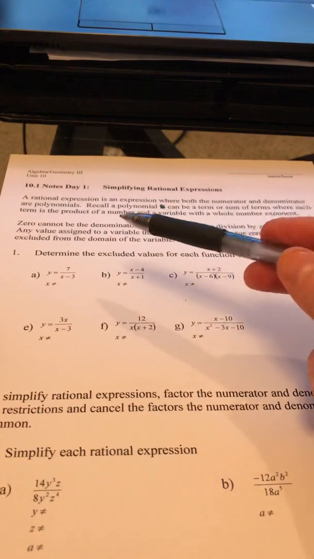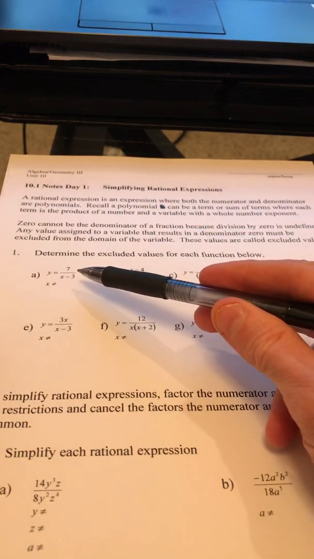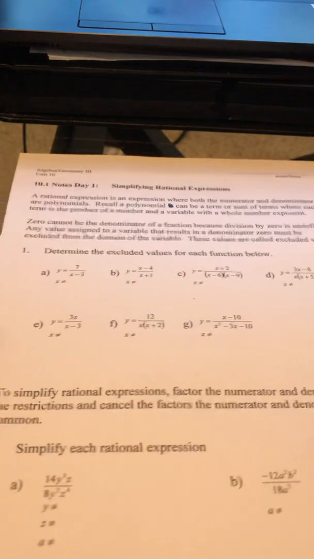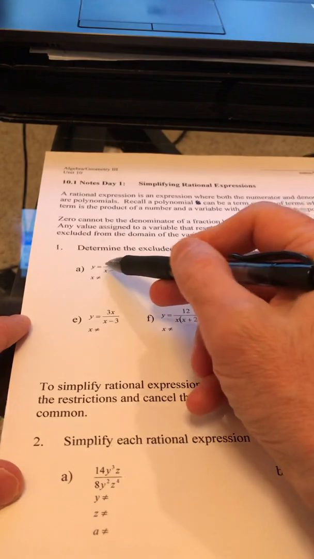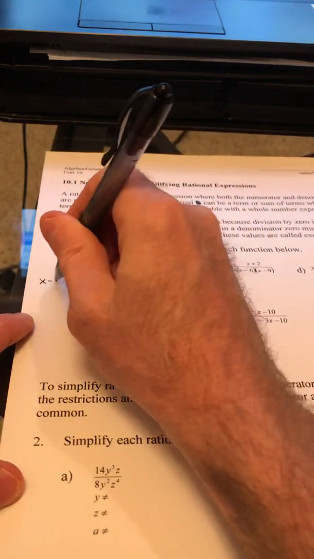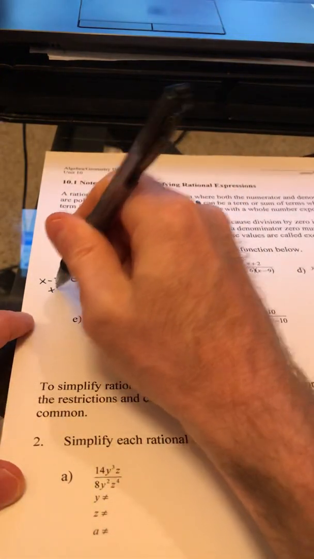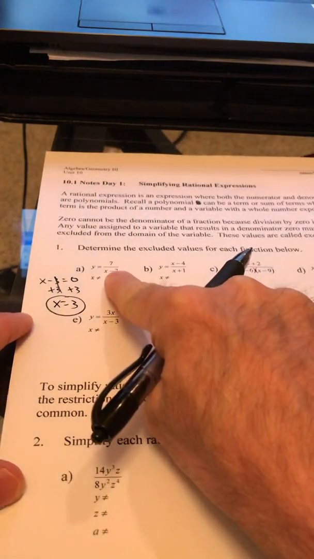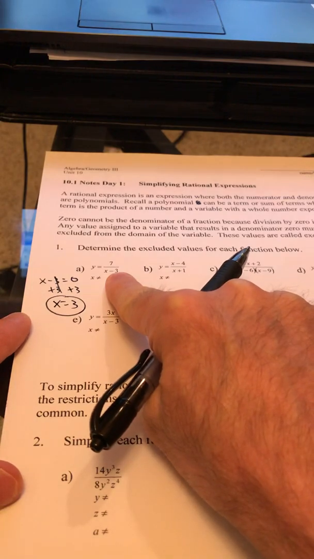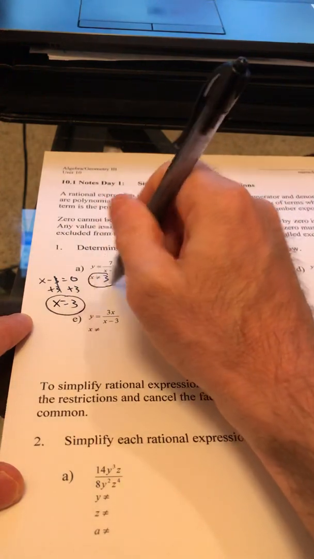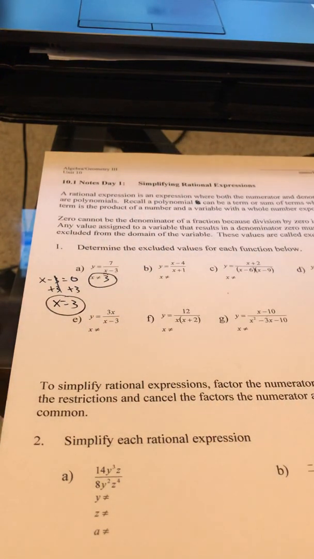So for the first group of problems here in the notes, we are going to go over just determining what those excluded values are. And basically all you have to do for that is take whatever the denominator is, set the denominator equal to 0, and solve. So here just add the 3 over. So 3, if we were to plug that back in, would give us a denominator of 0. 3 minus 3 is 0. So our excluded value is that x cannot equal 3.